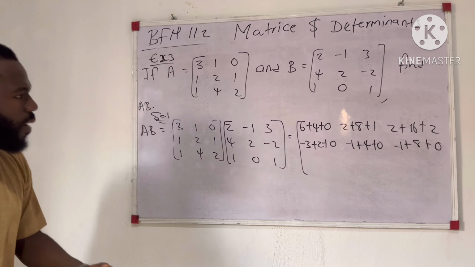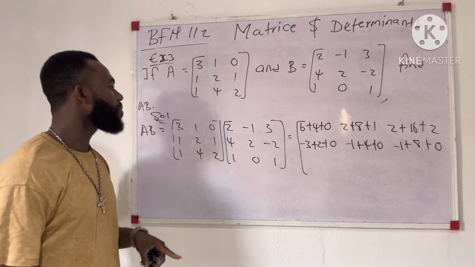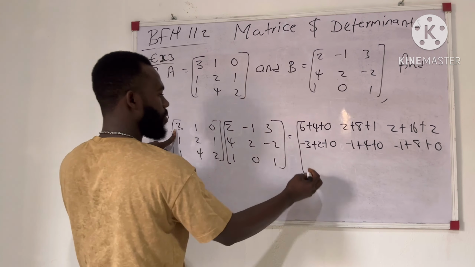Simple. Now we are left with just one column. We repeat again. We start from the first part, row 1. 3 multiply 3, 9.